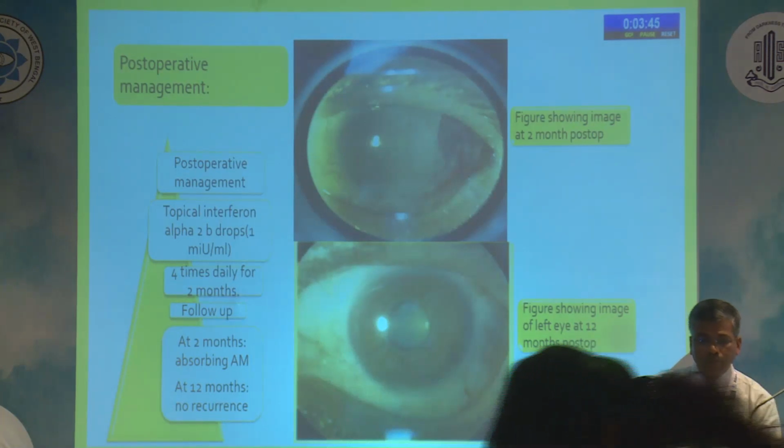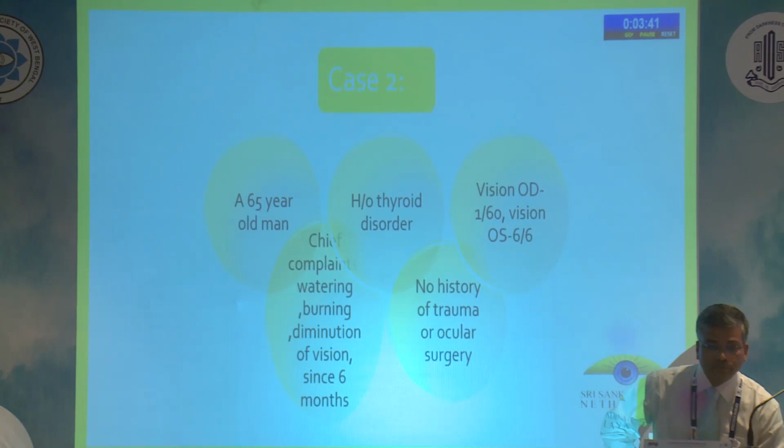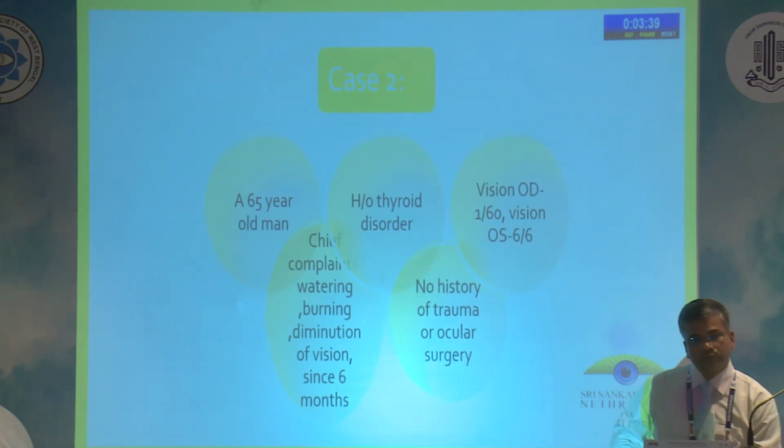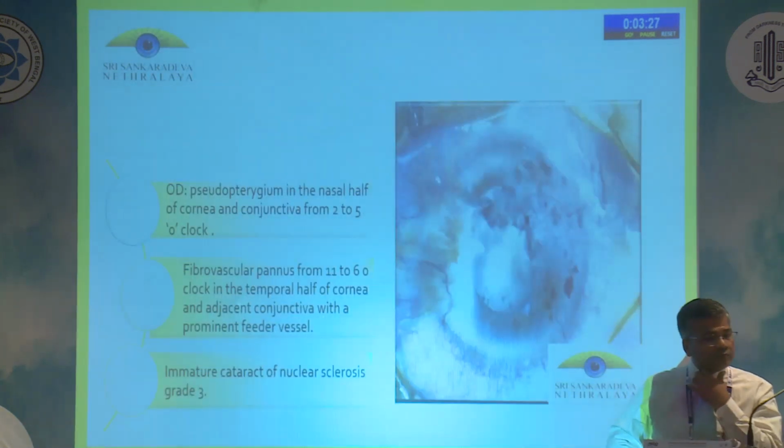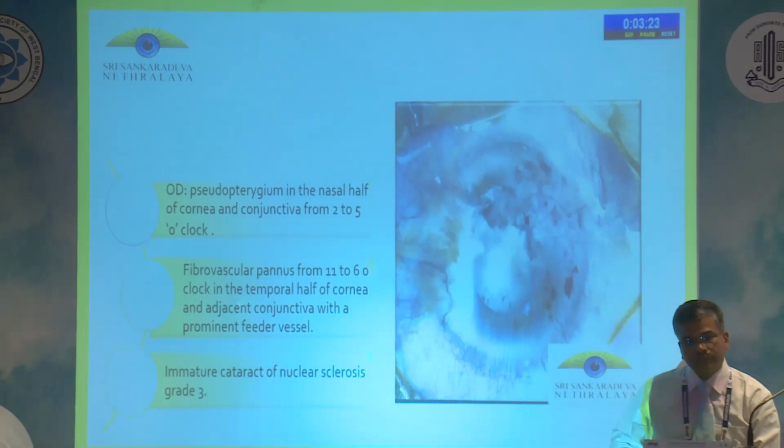The patient is doing good. So this is case 2, a 65-year-old male with chief complaints of watering, burning, and diminution of vision, 1/16 in the right eye and 6/6 in the other eye, with no prior history of trauma, ocular surgery, or any other ocular surface disease, but a history of thyroid disorder. This is the presentation where we can see a pseudopterygium in the nasal half of the cornea and conjunctiva from 2 to 5 o'clock.